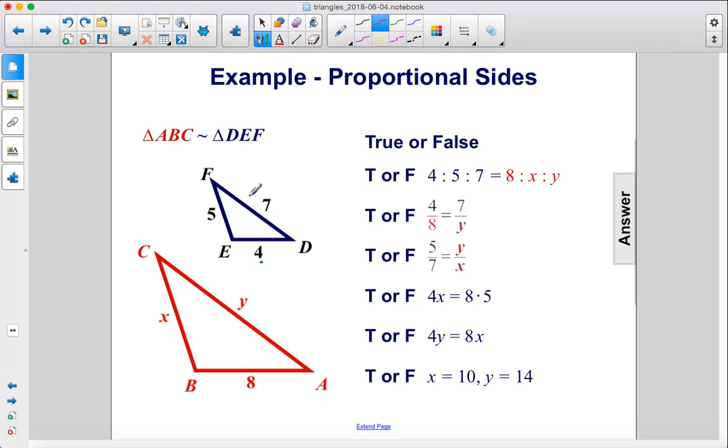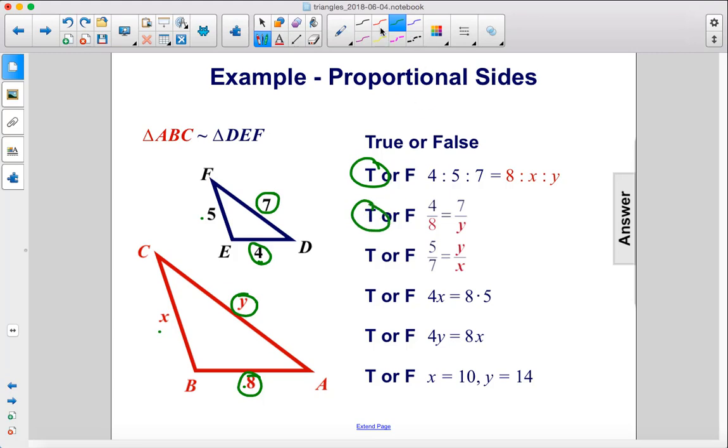All right, given that these triangles are similar, let's do some true or false problems. True or false? 4 is to 5 is to 7 equals 8 to x to y. As you can see, these do go around in the same order, so the sides are all corresponding, so this is true. All right, moving on. 4 over 8, so this bottom side over this bottom side equals 7 over y, equals this side over this side. So yes, this is also true.